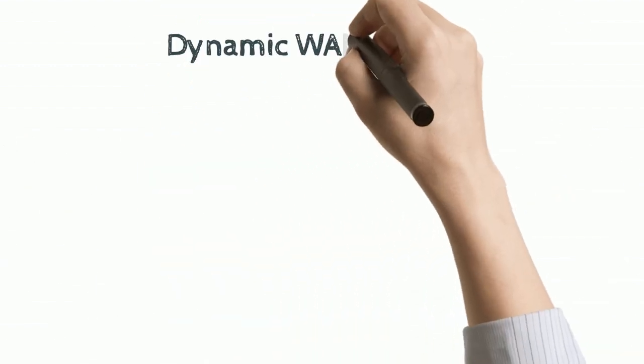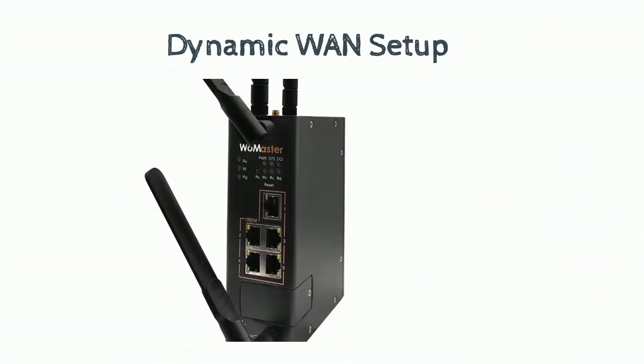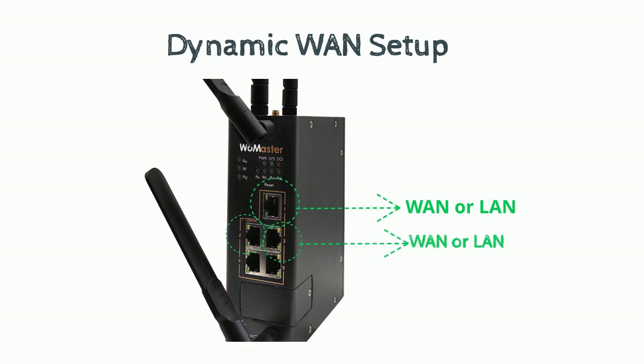Additionally, multi-WAN ports can be dynamically configured as LAN ports when fewer WAN connections are needed. For instance, if a router supports 3 WANs but only one is required, the other 2 ports can be set as LAN ports. Next, we will demonstrate how to set up multiple WAN ports on a WoMaster router.